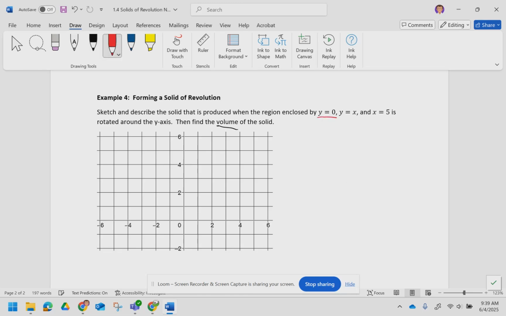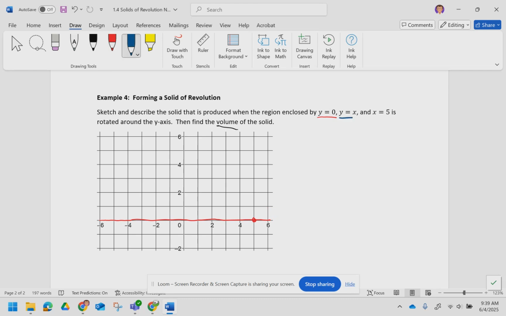So we've got y is equal to 0. So y is equal to 0 along all of the x-axis. The x value might be changing, but any point along that is going to be where y is equal to 0. Hence, that's the line y is equal to 0.